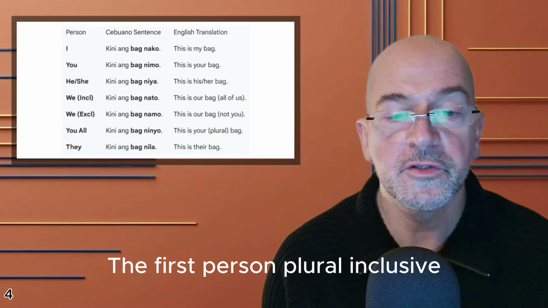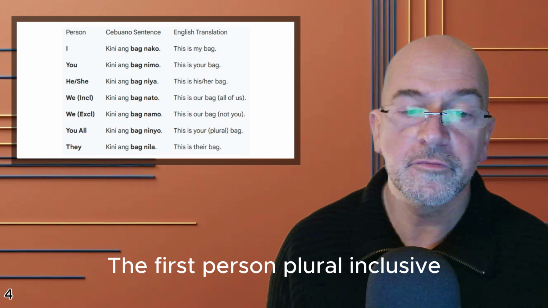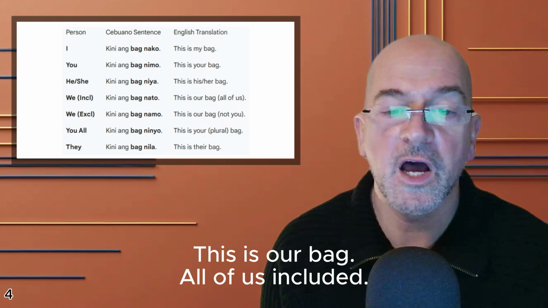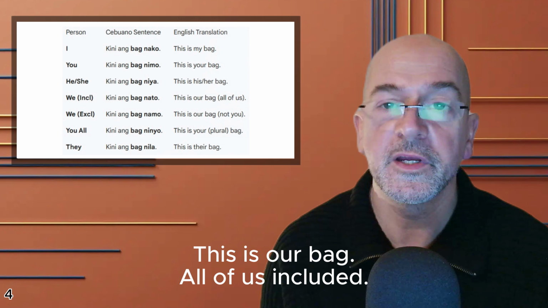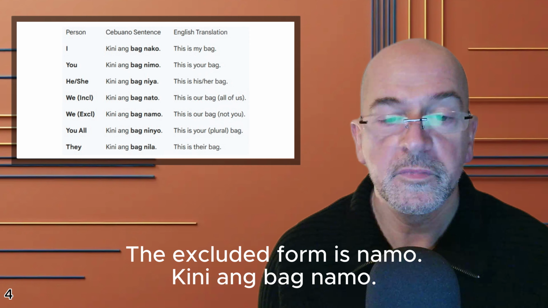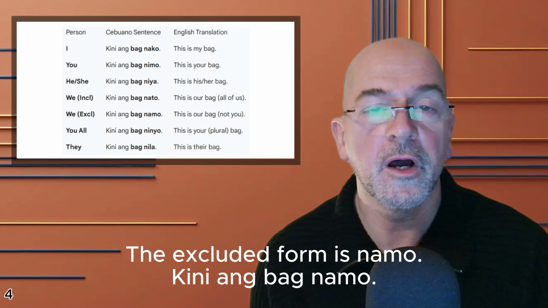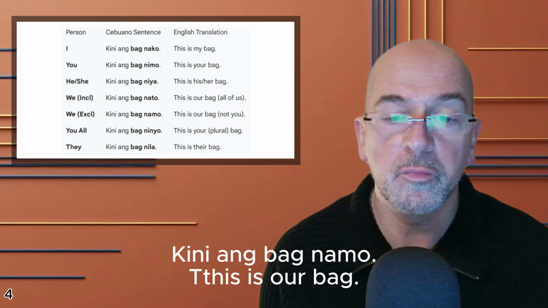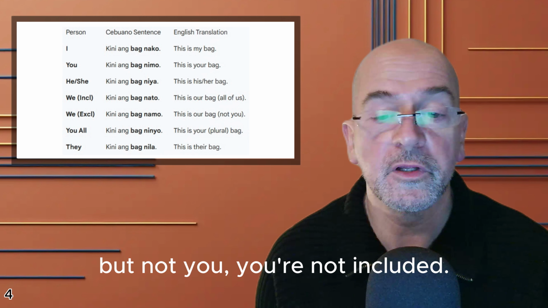The first person plural, inclusive. Kini ang bag nato. This is our bag. All of us included. The excluded form is namo. Kini ang bag namo. This is our bag, but not you. You're not included.